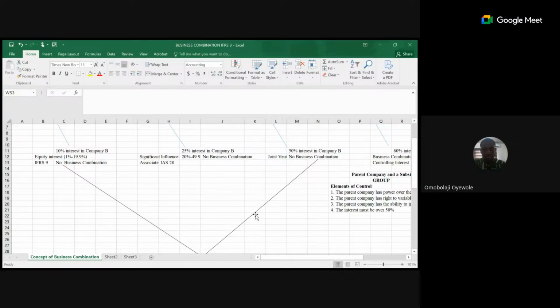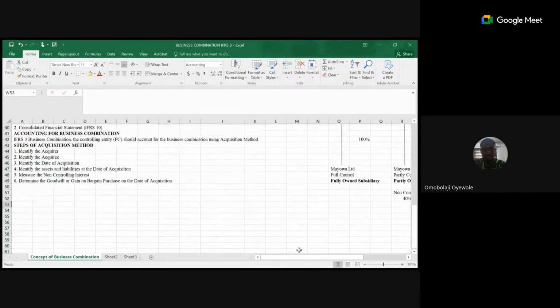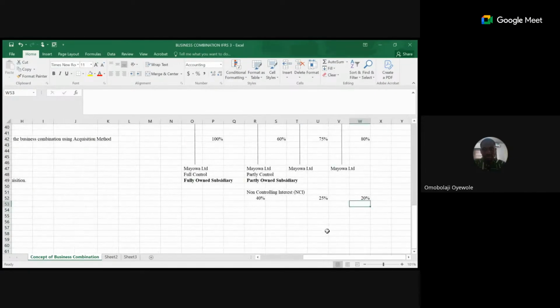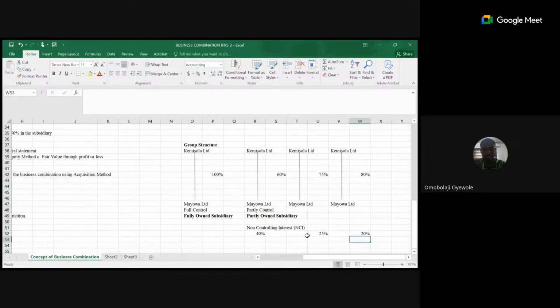Is it simple interest, significant influence or joint venture? Yes, significant influence. So they are an associate. They don't have control, they only have significant influence. What we are trying to say in a nutshell is that NCIs have only an interest in the company. They have their own equity, their shares in the company, and their own portion. Because they have 40% in the company, there is a way we calculate their own portion.